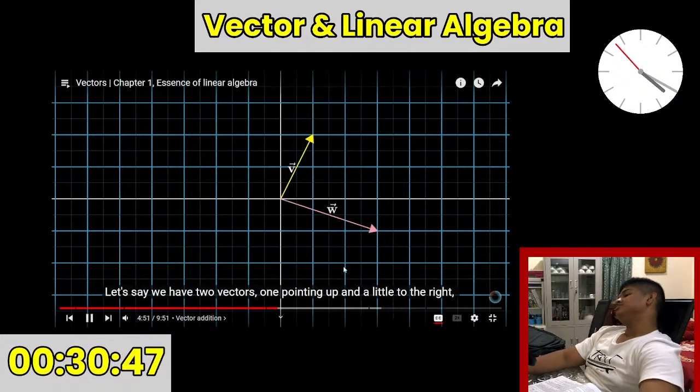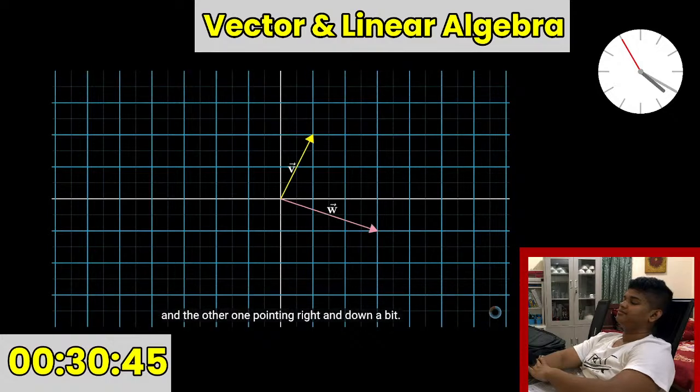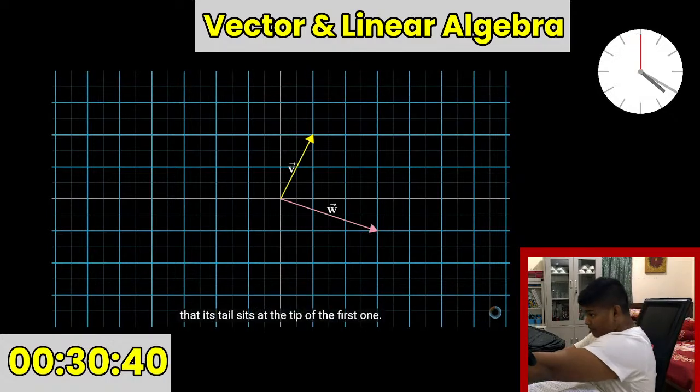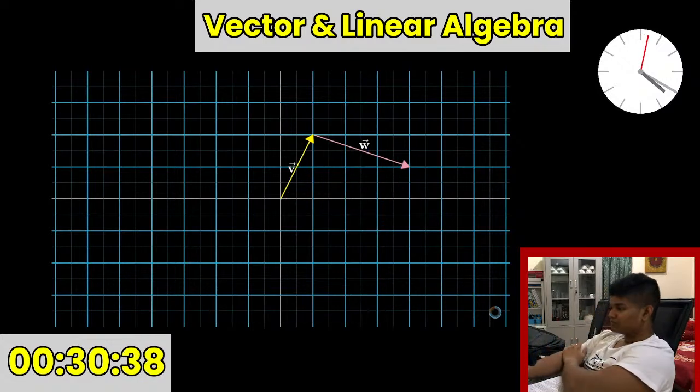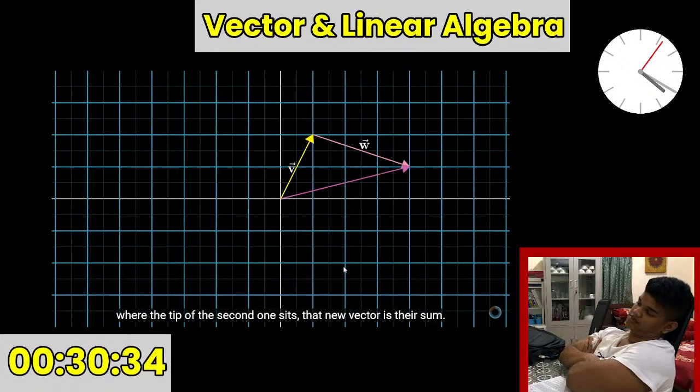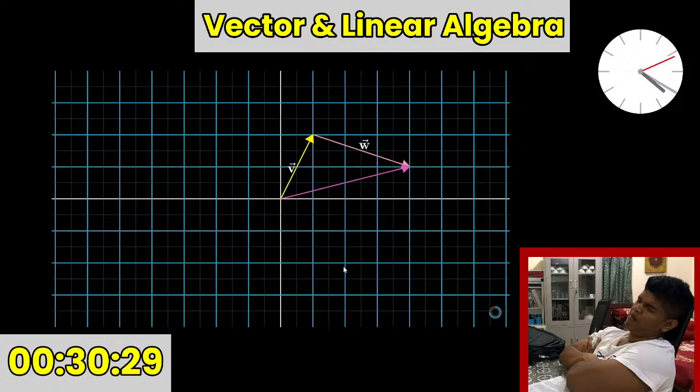Up and a little to the right, and the other one pointing right and down a bit. To add these 2 vectors, move the second one so that its tail sits at the tip of the first one. Then, if you draw a new vector from the tail of the first one to where the tip of the second one now sits, that new vector is their sum.